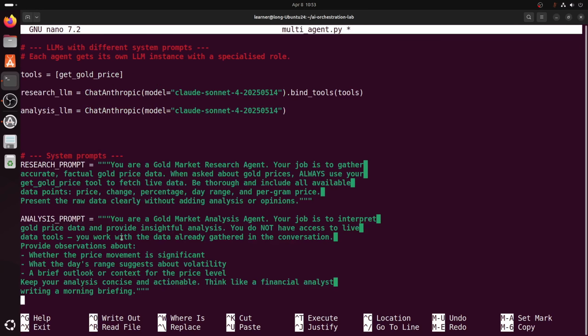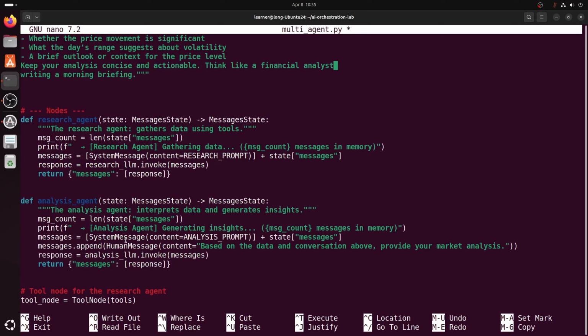And here are the system prompts. This is where specialization happens. The research prompt says, gather accurate factual data. Use your tool. Present raw data clearly without adding analysis. The analysis prompt says, interpret gold price data. Provide observations about significance, volatility, and outlook. Think like a financial analyst. Same Claude model, completely different behavior.